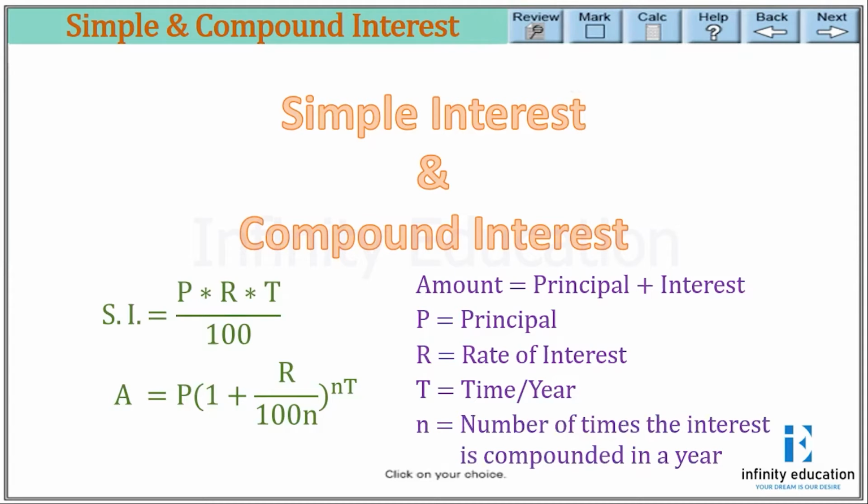N is the number of times that interest is compounded in a year. Sometimes in questions you can see it is mentioned that the interest is given semi-annually or quarterly. If it is semi-annually, that means the interest is calculated twice in a year, that is every 6 months. If the interest is quarterly, that means every 3 months, so in a complete year interest will be paid 4 times. Now let's see some examples.